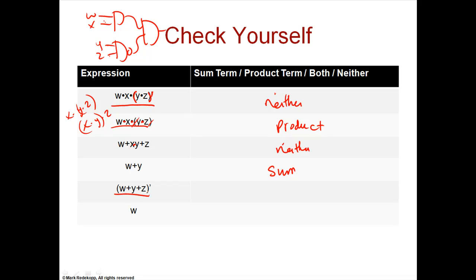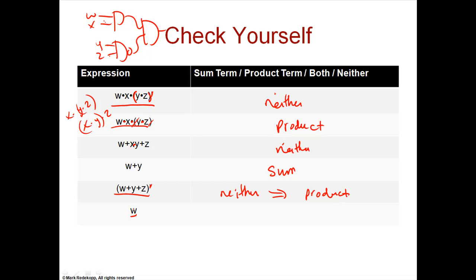This term, w or y or z, looks like a sum term, but again, we're taking the inverse of the whole output or the entire quantity. That again precludes it from being a sum term. So right now I would say it's neither, though what you'll learn as we go through, in a week or so, or in the next lecture, is that with a little manipulation, this can become a product term. For now, though, you don't have to worry about that. By looking at it, you would say it's neither.